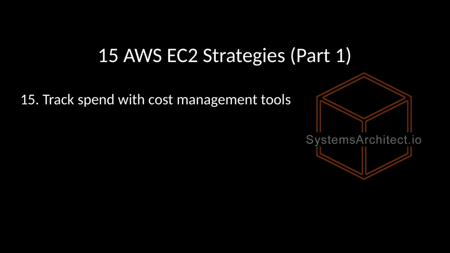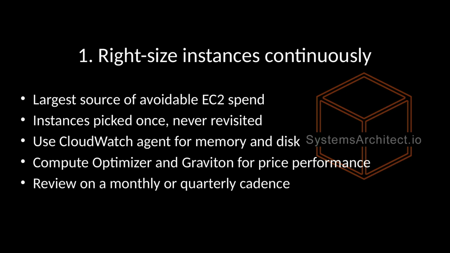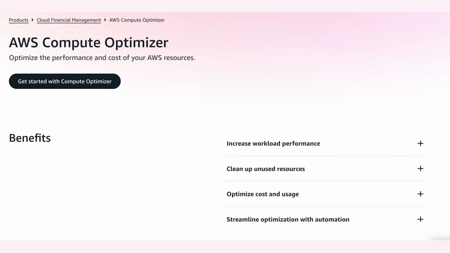1. Right-size instances continuously. Right-sizing means matching the instance to what the workload actually consumes. It is the single largest source of avoidable EC2 spend. Most instances are picked once and never revisited. The result is a fleet where CPU sits in single digits.